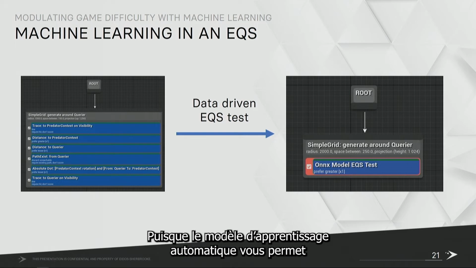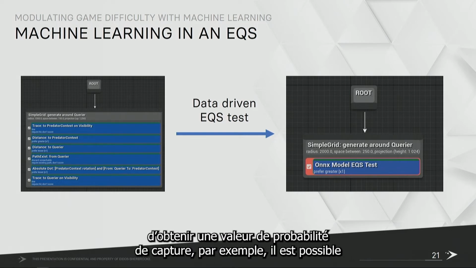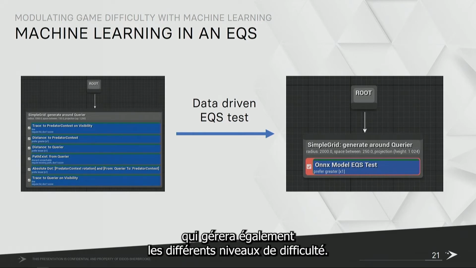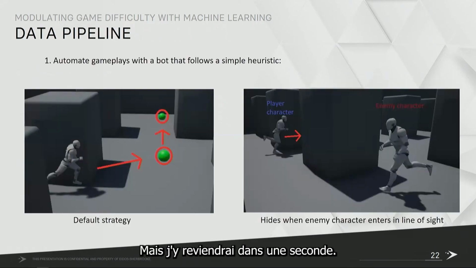Since the machine learning model allows you to output a value of likeliness of capture, for instance, you can really threshold the output and have one single EQS that will also handle the various difficulty levels. But I'll get there in a second.